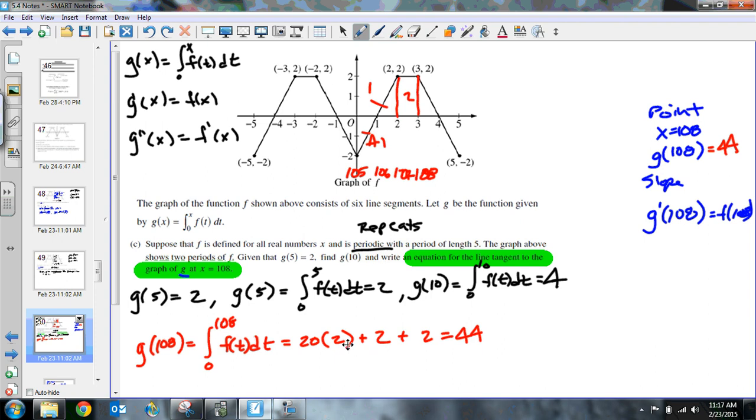Now my question is what is my slope? What's g prime at 108? That really is the same thing as asking, well, what's g prime of 3? And the y value there is 2, so I have a slope of 2. So now I can write my equation, and I can write y minus 44, because that was my y value, is equal to my slope 2 times x minus the x value of 108.